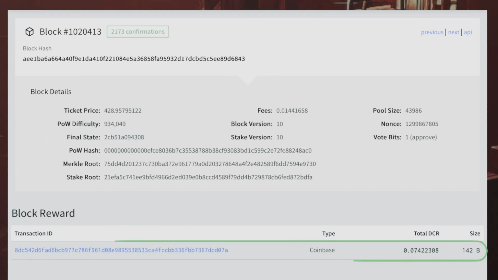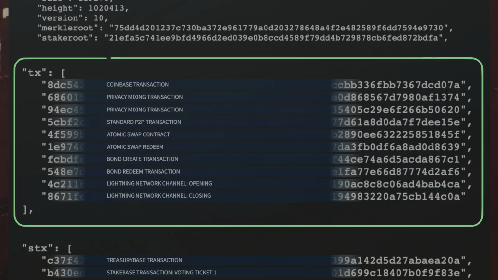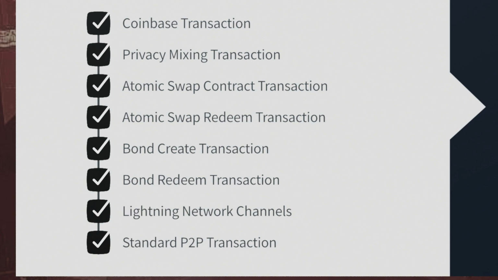Every mined block includes one Coinbase transaction containing 1% of the block reward plus transaction fees. Following the Coinbase transaction, the order of transactions depends on the miner, though it's typically based on fee priority.